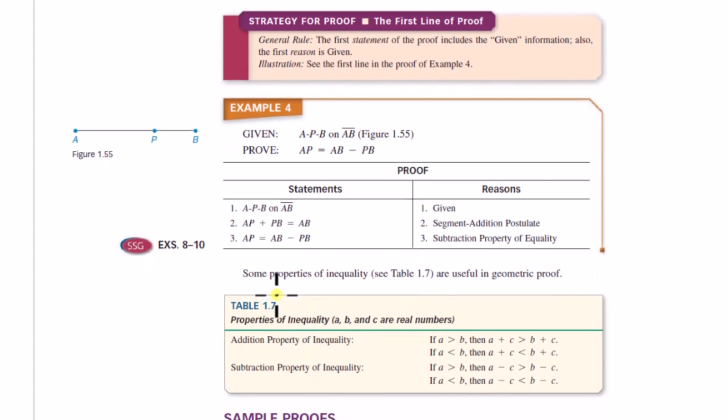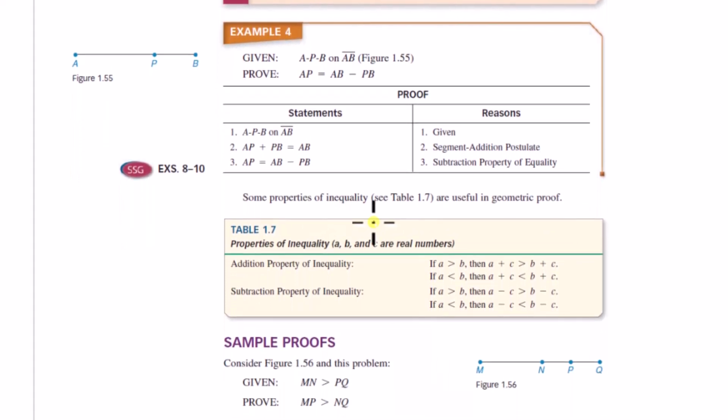Some properties of inequality are useful in geometric proof. If you remember from algebra, the properties of inequalities are exactly the same as the properties of equality in every way, except that if you're multiplying or dividing both sides by a negative number, you flip the inequality. Everything else is the same. So there's the addition property of inequality. It's the same thing, no different than regular equalities.